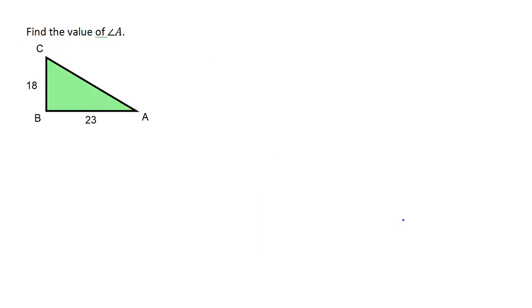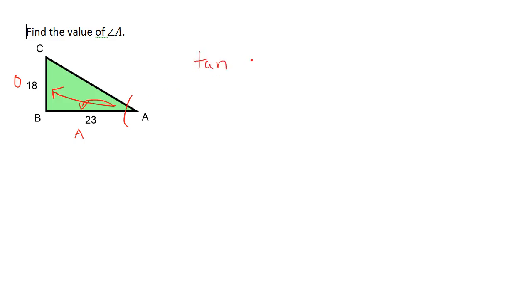In this next example, we're asked to find the value of angle A. Now, with the tangent ratio, you have to be especially careful that you get your opposite and adjacent sides correct. Because we're talking about angle A, our opposite side is going to be 18, and our adjacent side is going to be 23. It wouldn't be hard to mix up the 23 and the 18, so you have to be extra careful with the tangent ratio that you don't do that.